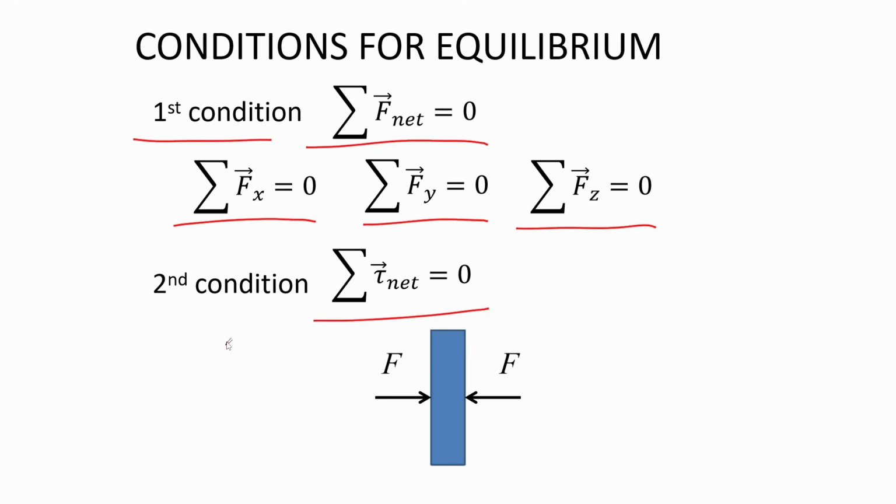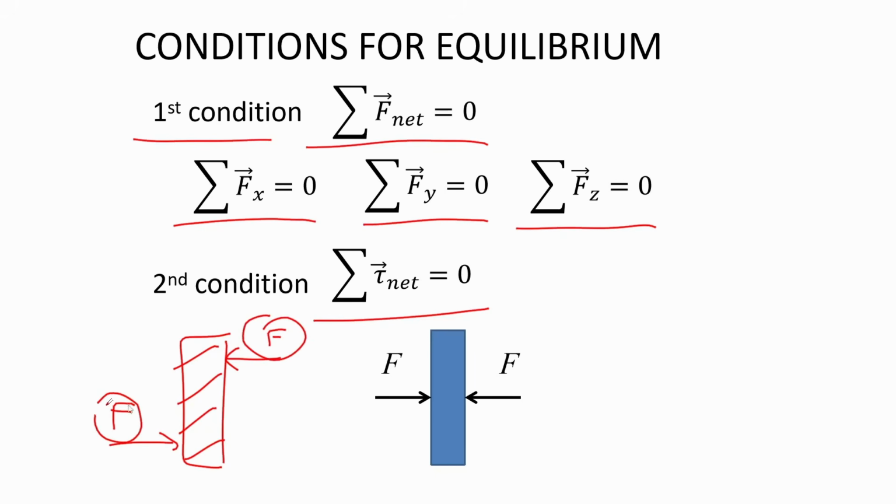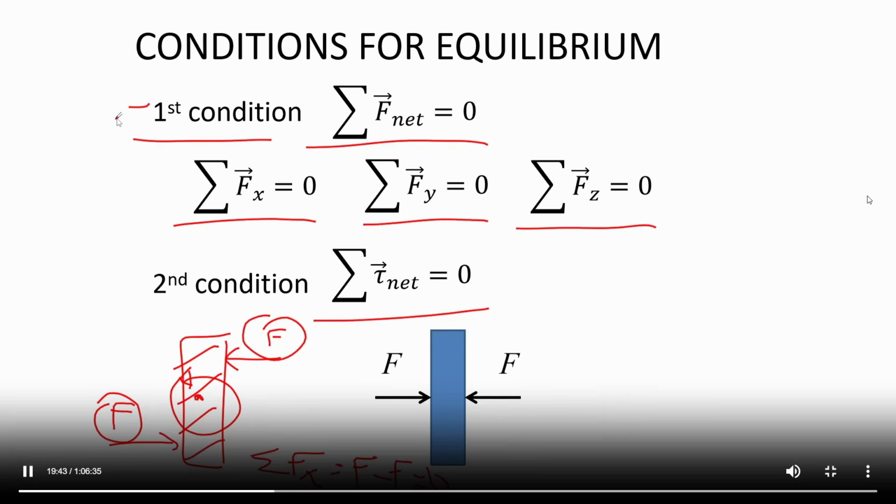It is possible that if you have this object here, you have force F and force F here. Obviously, if the force F is equal to this one, the sum of forces along X is F minus F, equal to zero, but this will cause the body to rotate. So, for it not to rotate, we need the net torque to sum to zero. Okay, so these are the two conditions. Hopefully you got it, okay?